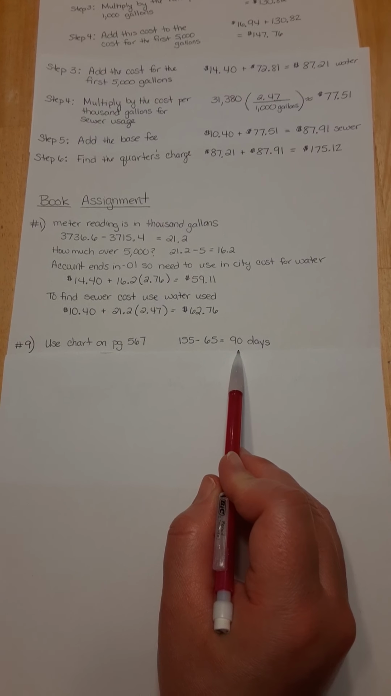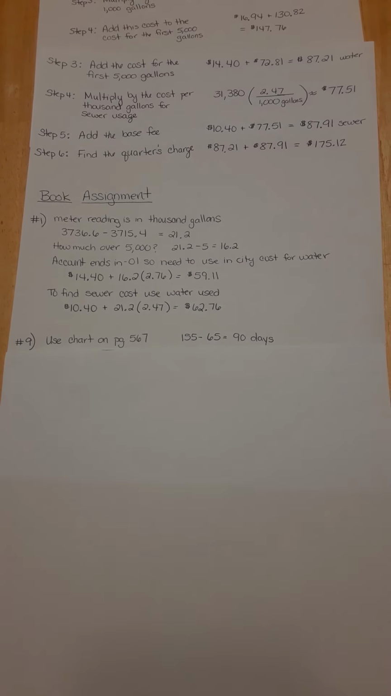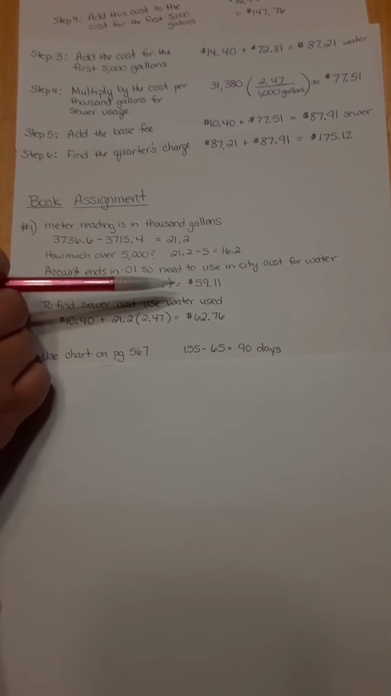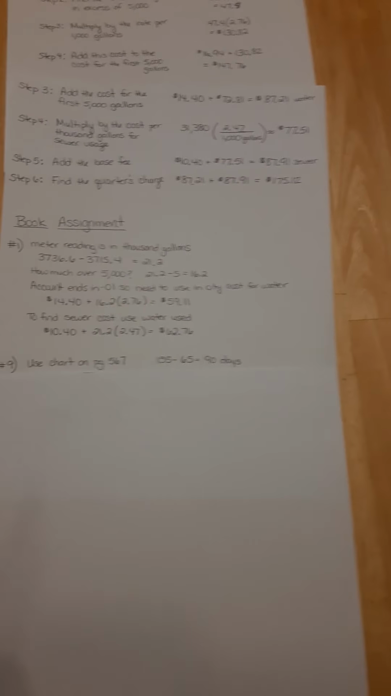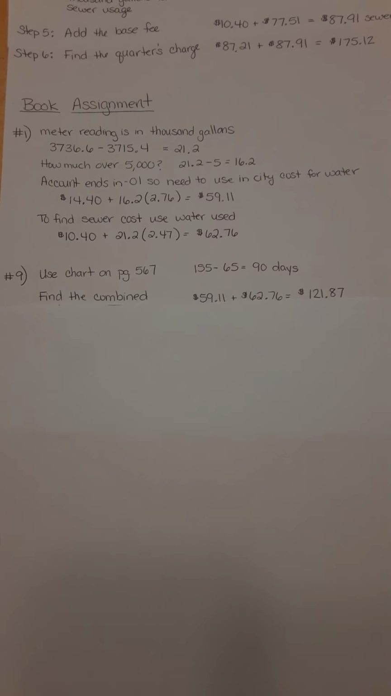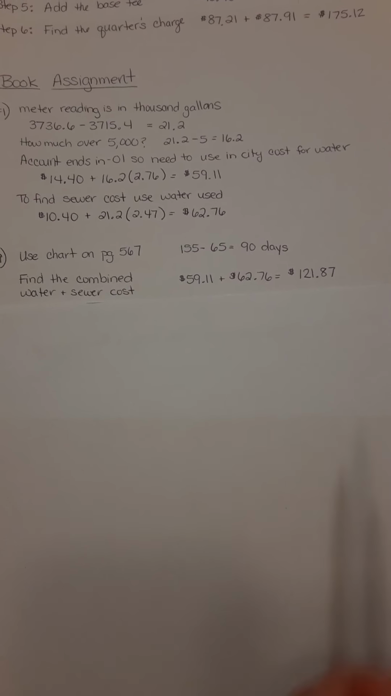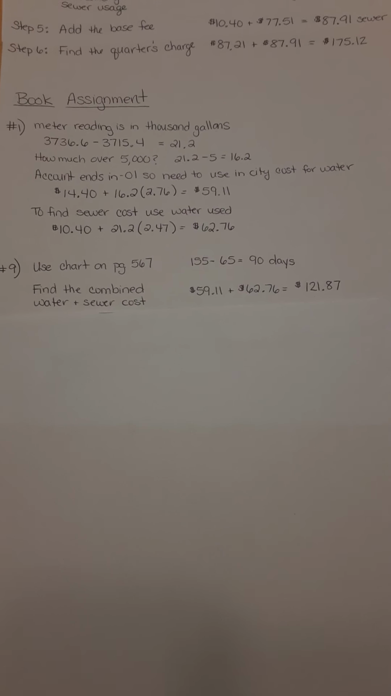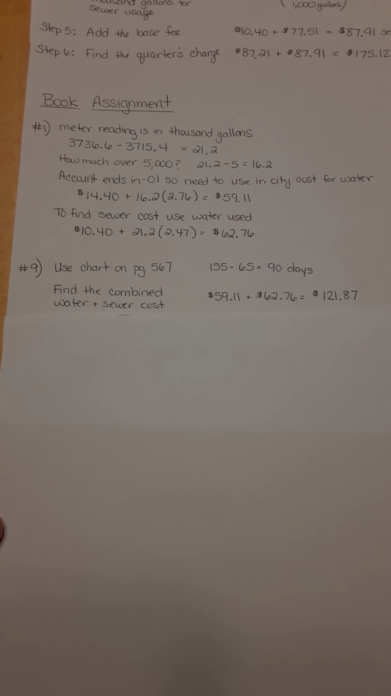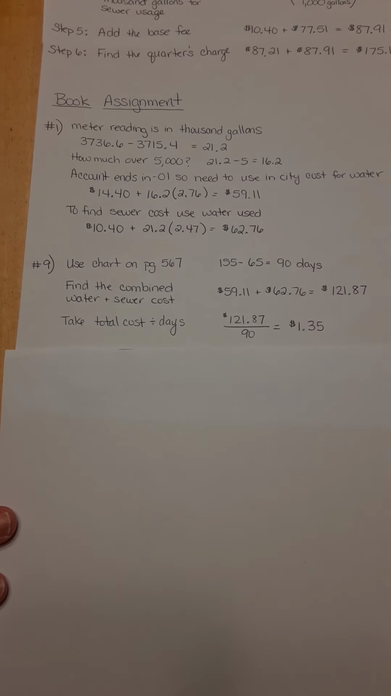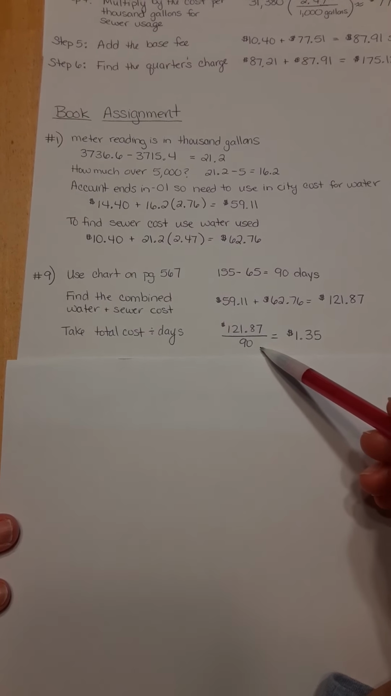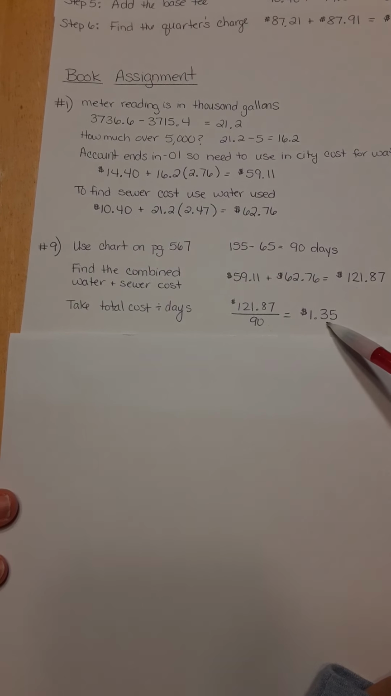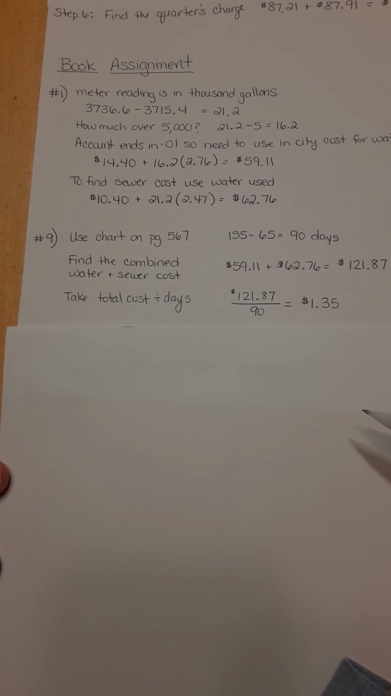Now that I know the number of days, I need to find out what the total cost is. So I'm going to go back and look at my answers from problem number 1. 59.11 and 62.76 were my two totals for water and sewer. All I'm going to do now is add them together to get my total cost. That's going to be $121.87. Now I just need to find the cost per day. Just like we've been doing, I'm going to take the total cost and divide it by my days, which are 90. Once I divide that, I find out it costs me $1.35 a day for water and sewer.